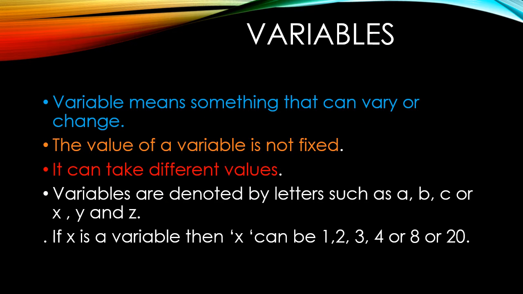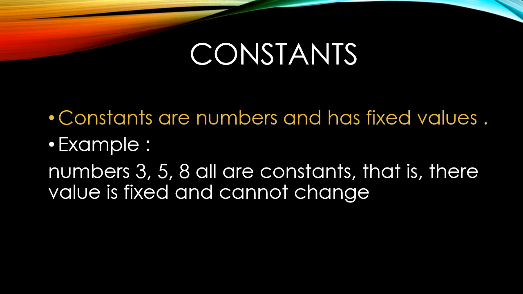Now, what are variables? Variable means something that can vary or change. The value of a variable is not fixed. It can take different values. Variables are denoted by letters such as A, B, C, X, Y, Z, L, M, N or any letter of the alphabet. And if X is a variable, then X can take any value from 1, 2, 3, 4, 8, 9, 10, 15, 20, anything.